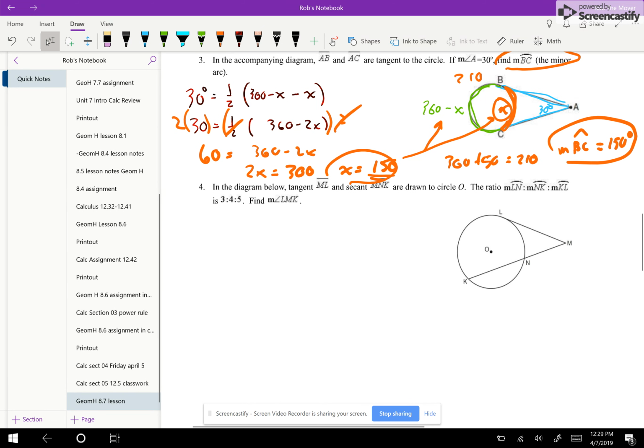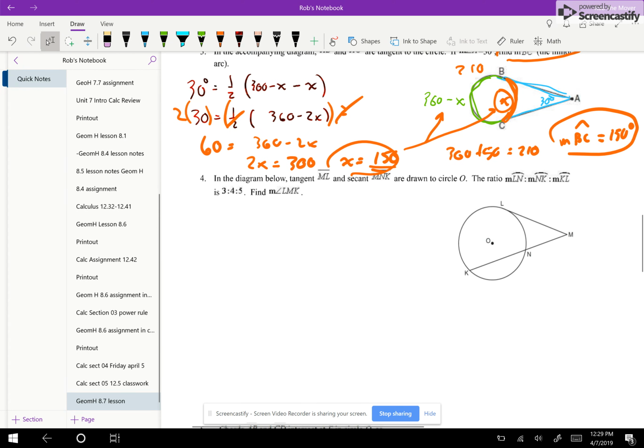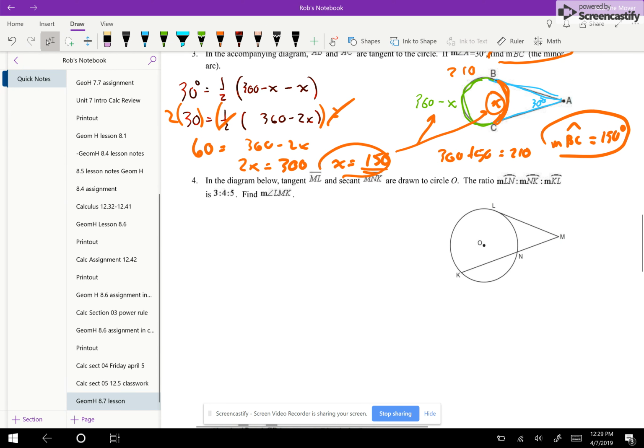Okay, number 4, and I might make a separate video for number 5 because it's a little bit longer. Let's see if we can get done with number 4 here. In the diagram below, tangent ML. So we got a tangent, and it looks like we got a secant. Yeah, we got a secant MNK. This is a secant. Okay.